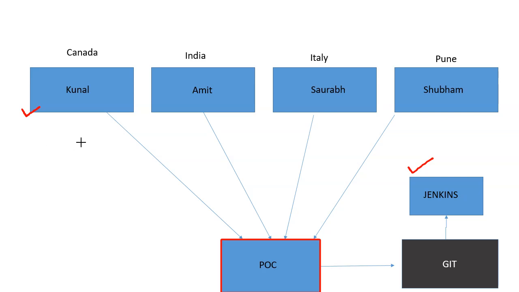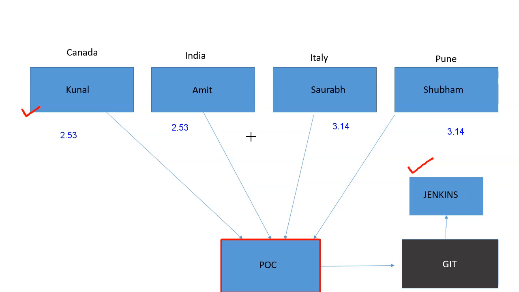Let me just write it down. He is using the Selenium jar of 2.53. Similarly, Amit is using the same jar, 2.53. But in case of a normal project, suppose Saurabh is using the jar 3.14 and Shubham is also using the jar 3.14. So what will happen? These two people will have the same kind of jar on their machine, and these two people have a different version of the jar on their machine.